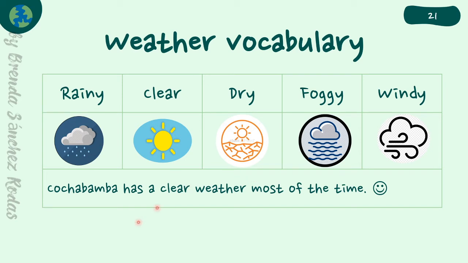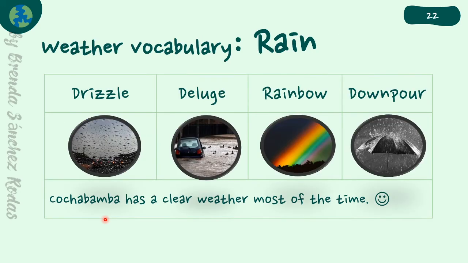Okay, so here I have a sentence: Cochabamba has a clear weather most of the time. That's true. So let's see more weather vocabulary. In this case we have rain. So drizzle, in this case, is when you have lots of raindrops all the time and you cannot see when you're in your car. We have deluge, when you have lots of water, even like in the image, you cannot pass or go through really easy.